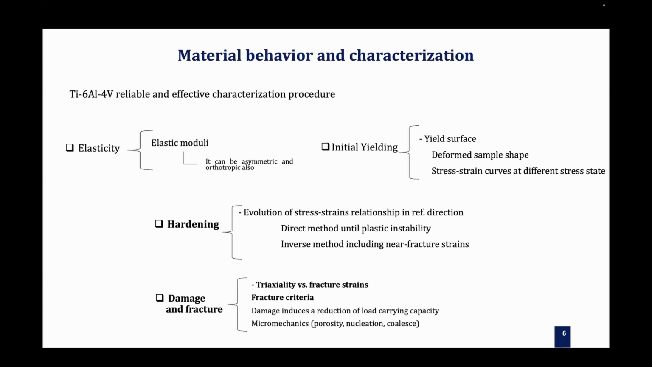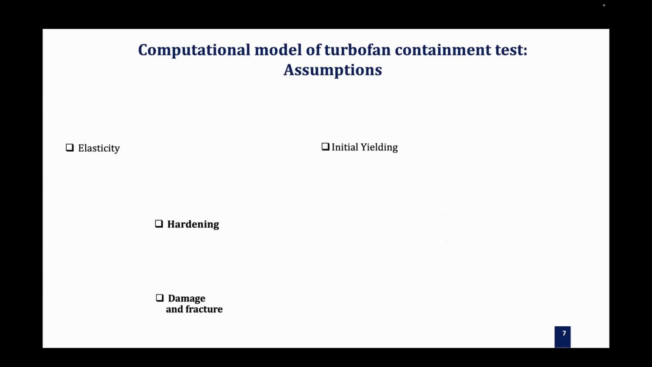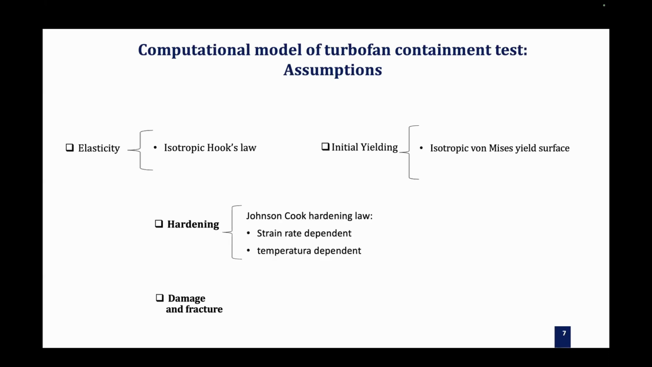And for damage, we have many options, like micromechanical based damage, or we can just use a fracture criteria or damage criteria based on Johnson-Cook, for instance. So this is the approach we are trying in this work. Only isotropic law, von Mises for initial yielding, which is easy. Johnson-Cook, which is quite easy, but still has some complications. Johnson-Cook is strain rate dependent and also temperature dependent.